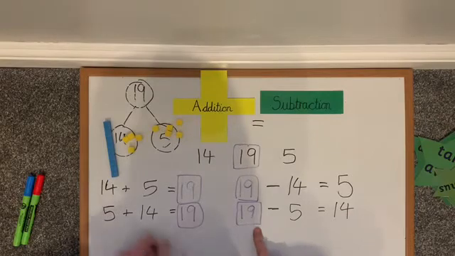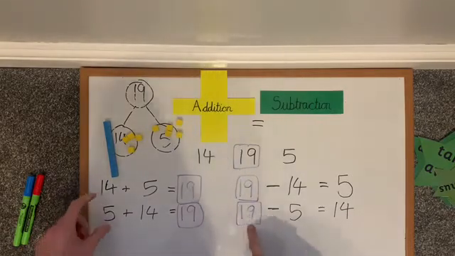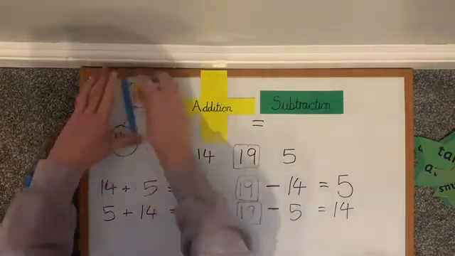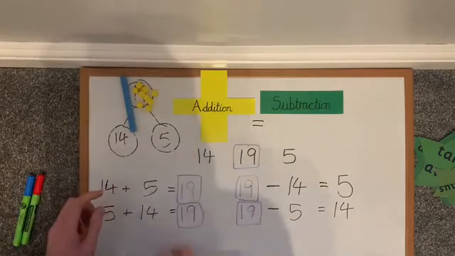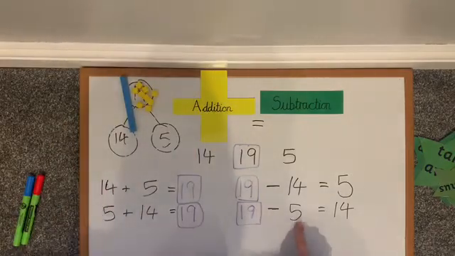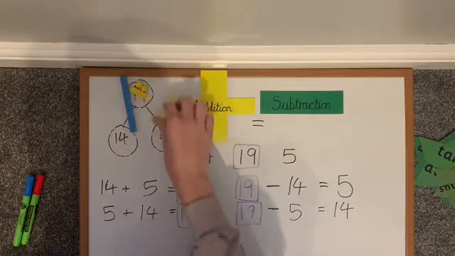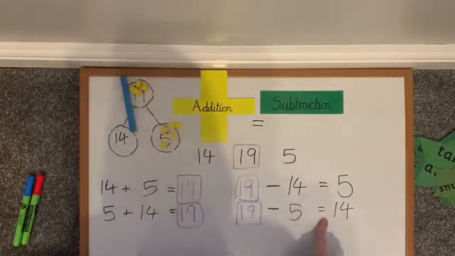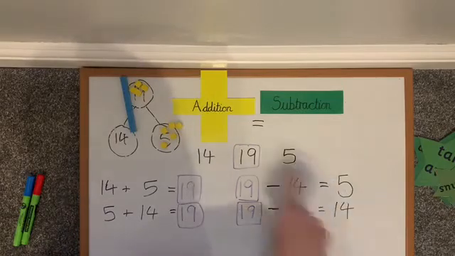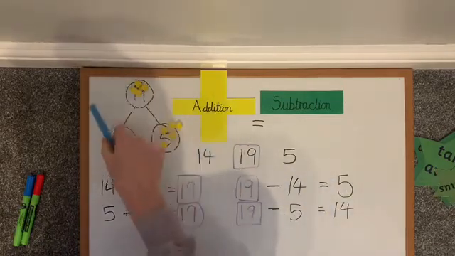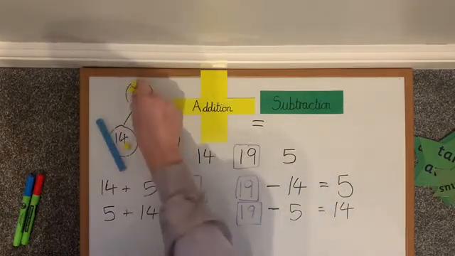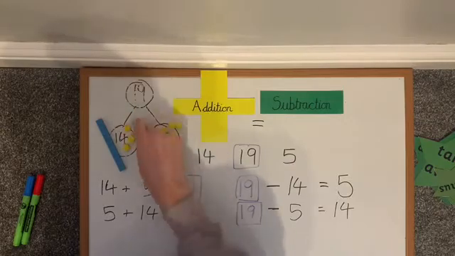Now I'm going to try my last number sentence. So I need to start with the whole again, start with 19. There's my 19. But this time I'm going to take away 5. 1, 2, 3, 4, 5, and that means I should be left with the part 14. So this should be 14. 10, 11, 12, 13, 14.